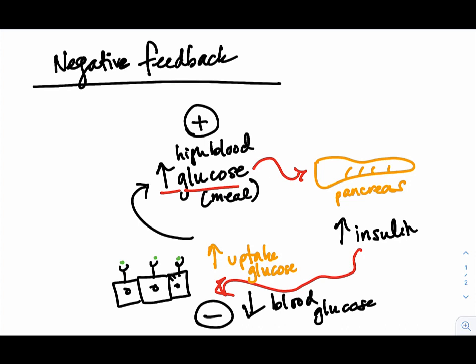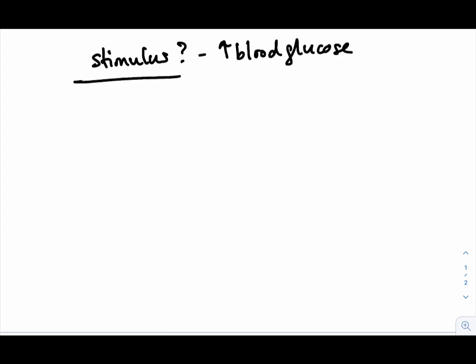So, pause for a minute. Can you find the stimulus, the sensor, the effector, and the response in this system? Pause for a second and we'll go through that. Could you do it? What was the stimulus? The stimulus in this case was an increase in blood glucose. The sensor was the blood glucose sensors in the pancreas.